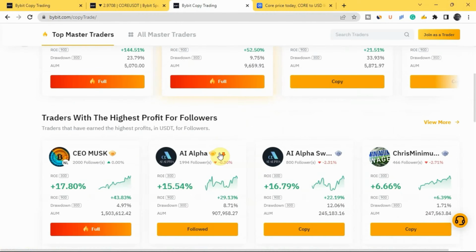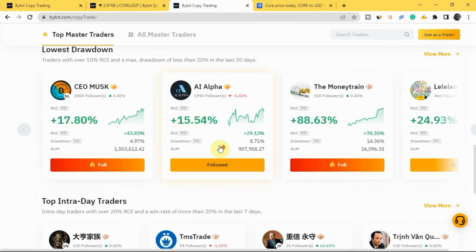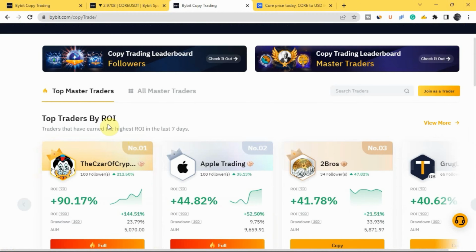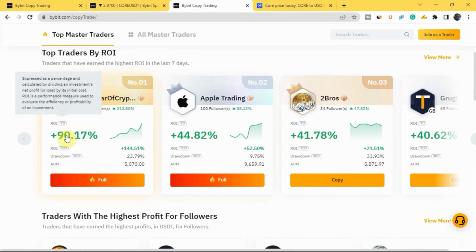As you can see right here, we are now on the BYBIT copy trading page. From the top, you can see the different traders you can copy. Right here, you have top traders by ROI. ROI is the return on investment. This means that these are the traders that have earned the highest ROI in the last 7 days. So you can see that in the last 7 days, this trader has made 90% profit. This trader has made 44% profit. This one has made 41% profit, and so on.